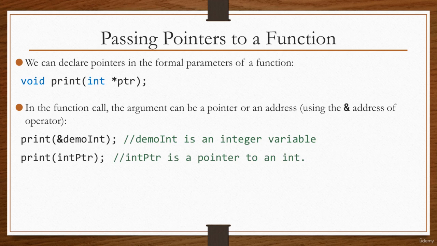You can see in the examples here, so I do print, and then I pass in an address using the address of operator. I pass in some integer, then I do print again, and in this case I pass in a pointer, some pointer to an integer, and in both cases the local variable in the function, which in this case is a pointer, will be initialized to the address that we pass in, or to the address that the pointer contains that we pass in.